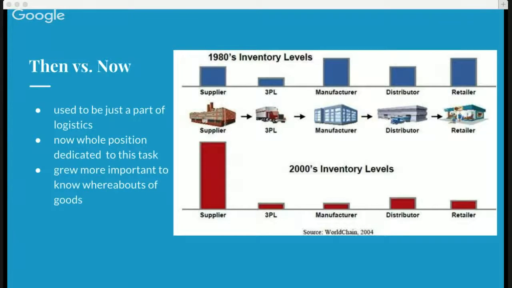So back in the 1980s or years ago, logistics used to encapsulate supply chain management, and they would just be the same thing. But now supply chain management has its own dedicated position, which means that there's someone assigned to this task to know exactly where products are going, who's touching them, where they're going, and where they're ending up.